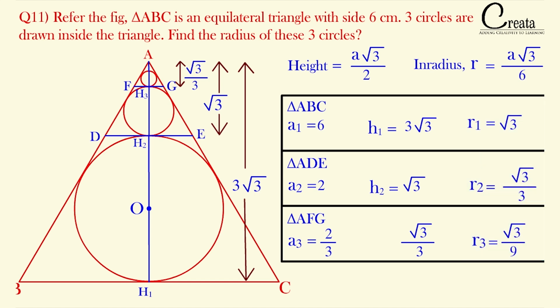We got the inradius of all these three circles. That is the answer to the question. So in other words, we can say R1 is to R2 is to R3 is 1 is to 1 by 3 is to 1 by 9.